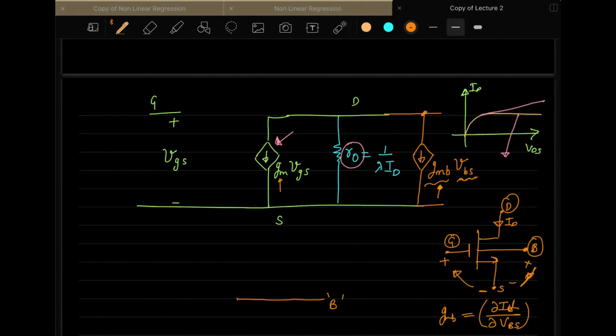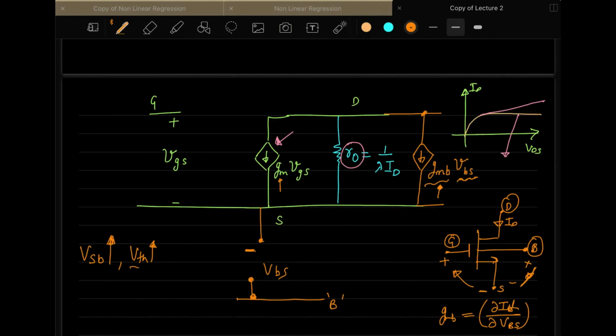So here, if it is a bulk terminal, then you write it like this, minus VBS. The way we are writing it like this is important. You have to see that the polarity is important here. Why are we writing like this? Because we know from the theory that when you increase VSB, your VTH increases. This is what we have seen in our earlier discussion.